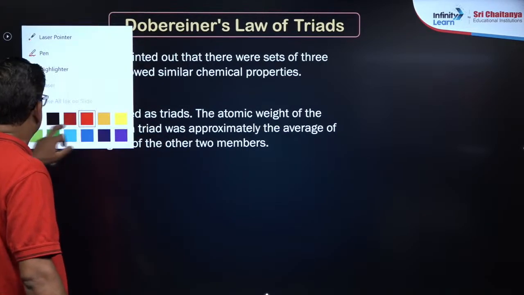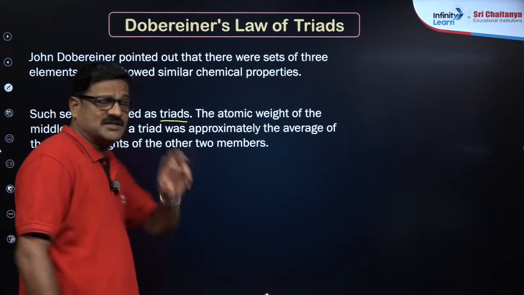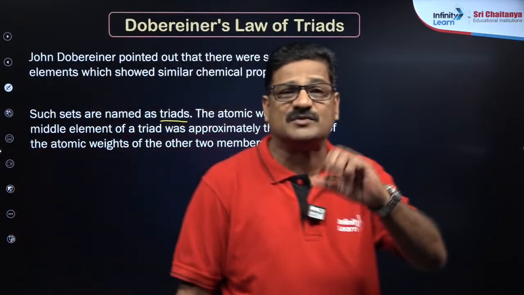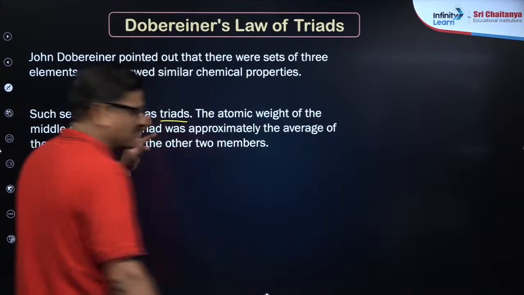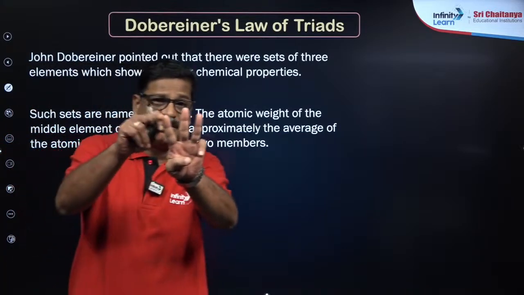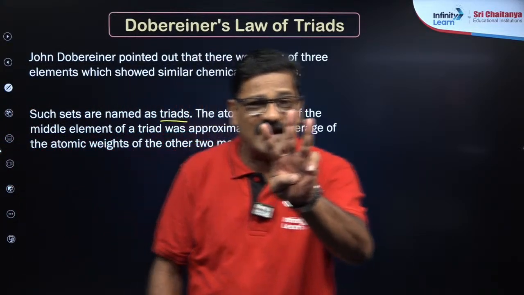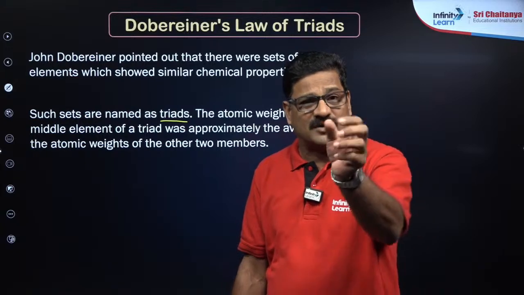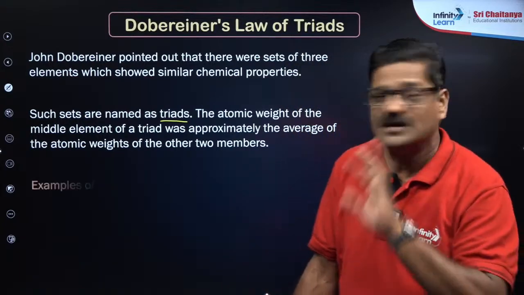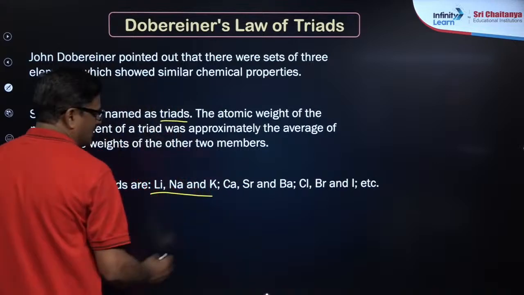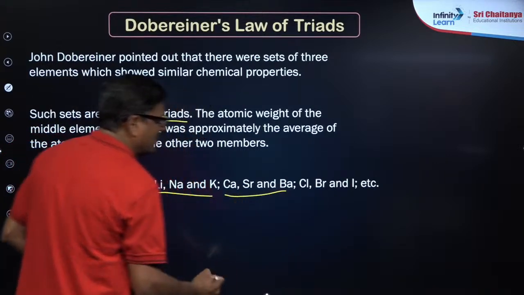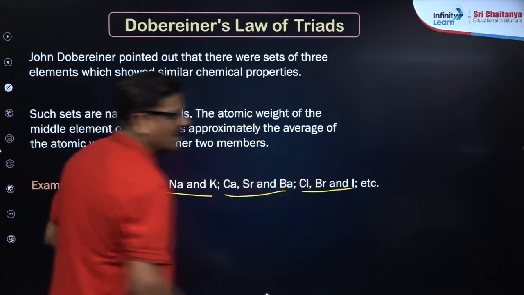In this triad, a triad means a group of 3 elements with similar properties. If you take the atomic weights of these 3 elements as W1, W2, W3, then the average of the first and the third element is going to be the weight of the middle element. For example, lithium, sodium, potassium; calcium, strontium, barium; and chlorine, bromine, iodine.